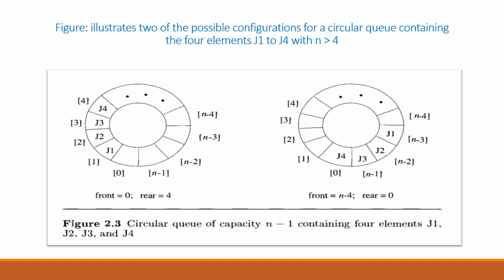In the second diagrammatic representation, elements were already filled in the first, second, third and fourth positions, and we have deleted them again. Next, at positions n-3, n-2, n-1 and 0, elements J1, J2, J3 and J4 are inserted again. So here the rear position is 0 and the front position is n minus 4. So when we insert one more element into this circular queue, it is inserted at position 1. That means the rear pointer is incremented by 1, then the element is inserted at the 1st position.